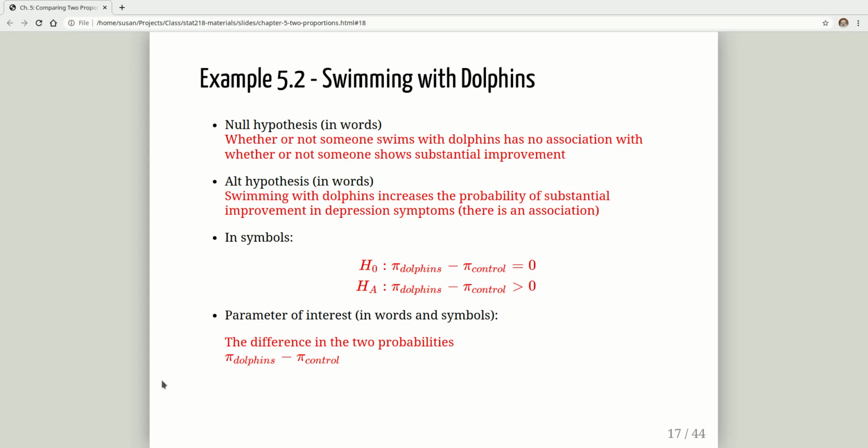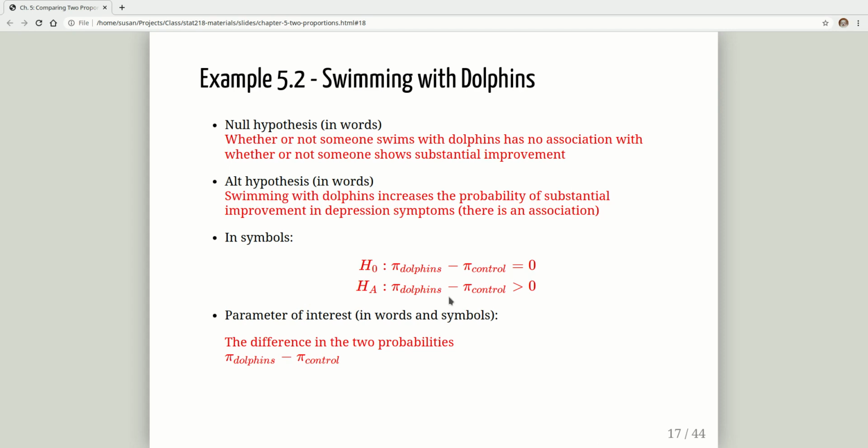So when we write that out in math, what we see is that we can say pi dolphins minus pi control equals 0, and that's our null. So the two things are equal. If you want, you can move pi control over to the other side and say pi dolphins equals pi control. They mean the same thing. Our alternative hypothesis is that the difference in the two proportions is greater than 0. And what you'll notice here is that the parameter that we're interested in is the difference in the two probabilities. Okay, so pi dolphins minus pi control. That is our parameter.